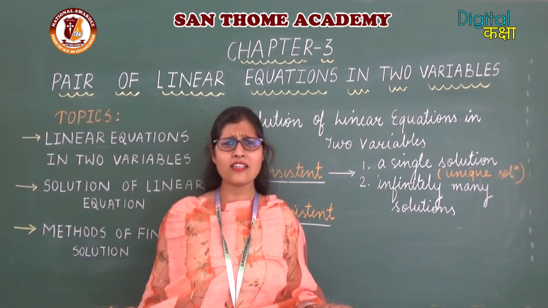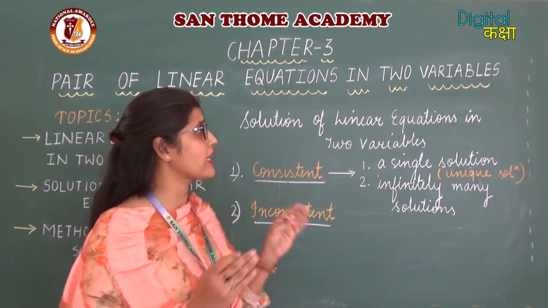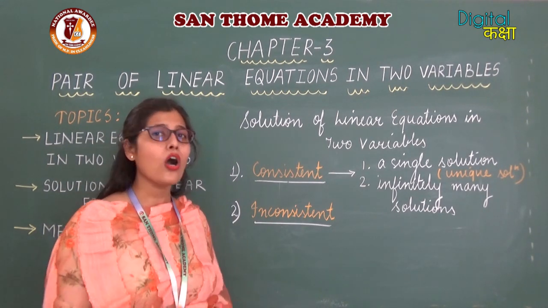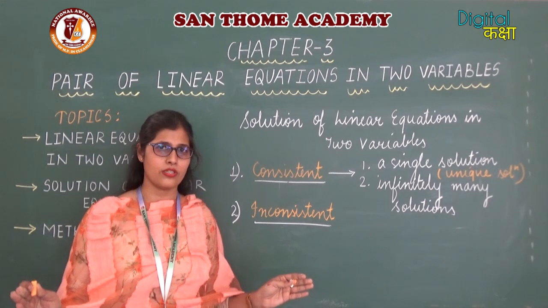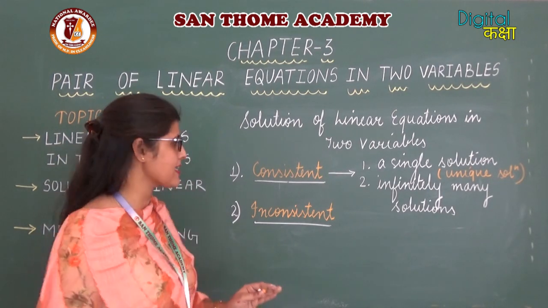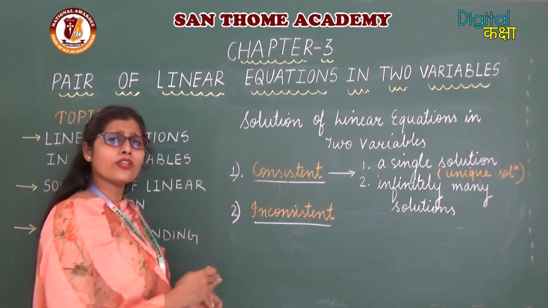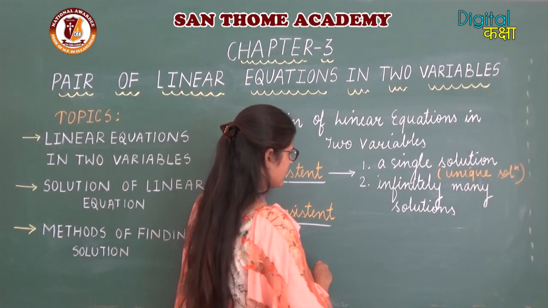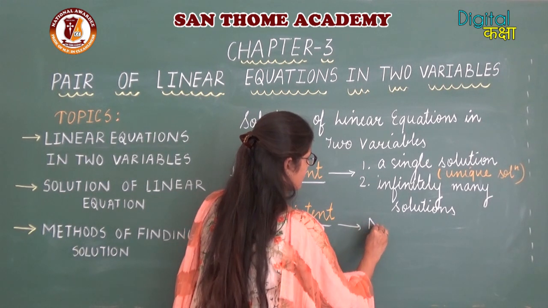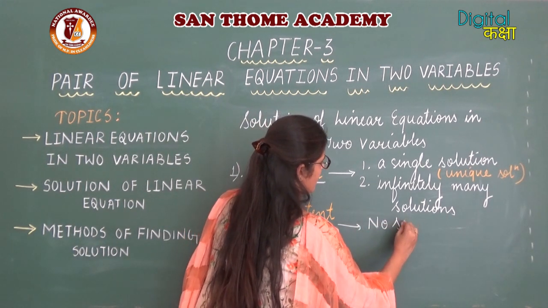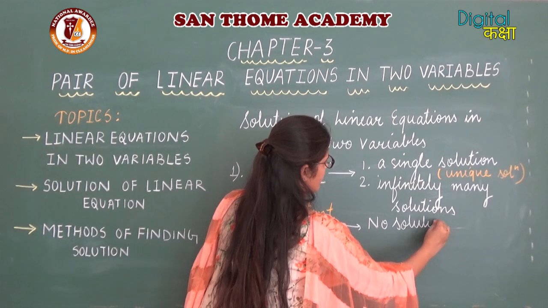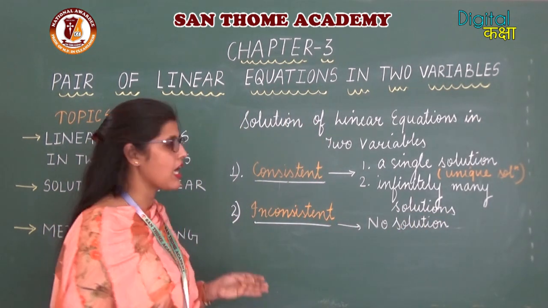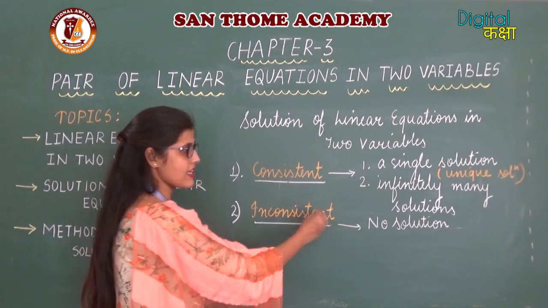So can I say that for the linear equation to be consistent, either it should give you a solution or it can give you many solutions. But there should be a solution, yes? Now the next thing, when you are not getting any solution, that means no solution, then such a pair of linear equations is called inconsistent.